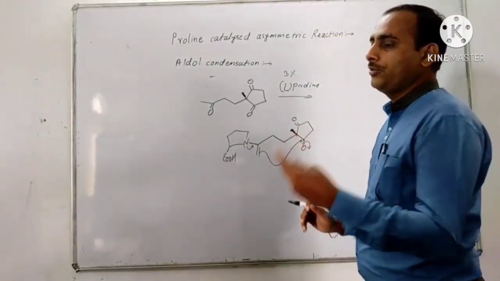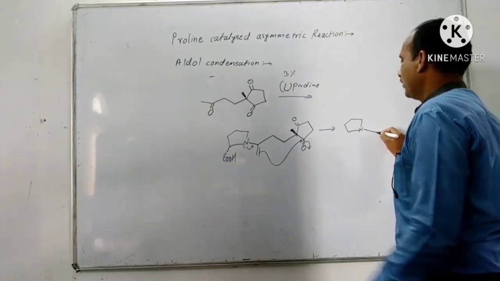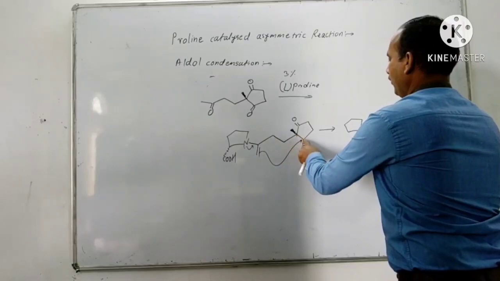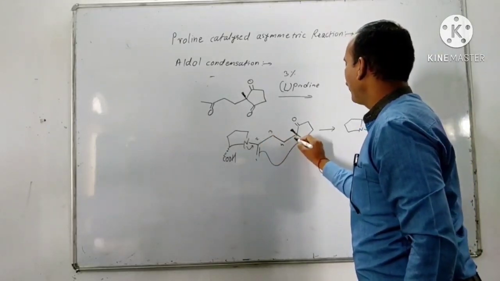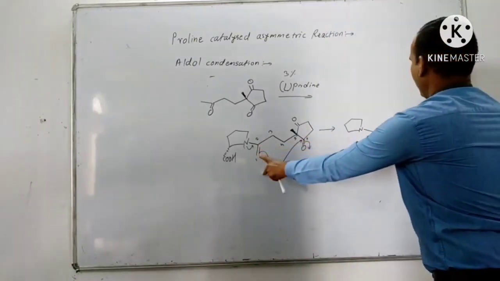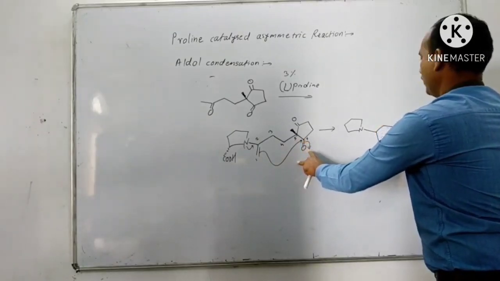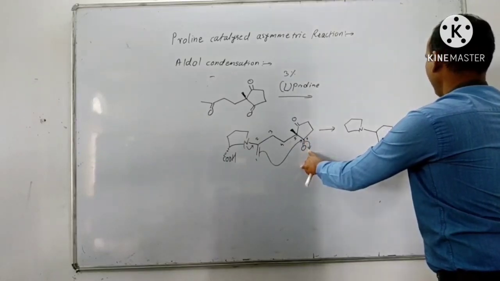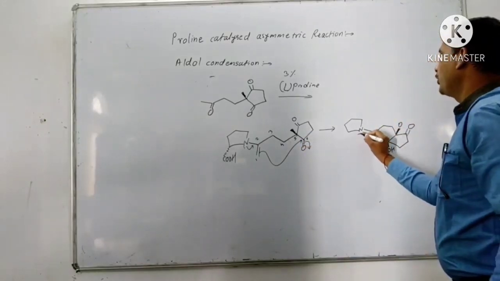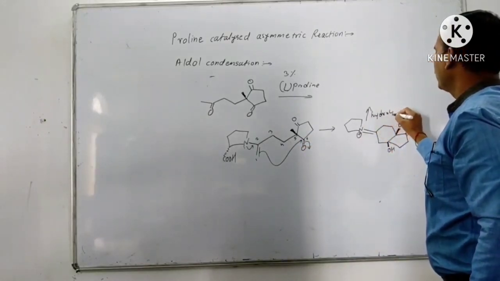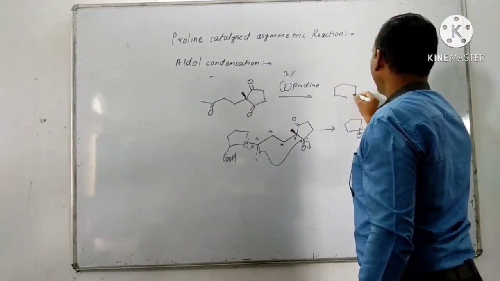So there is a formation of a 6-member ring. See here, 1, 2, 3, 4, 5 and 6 member ring, and to this 6-member ring, from this carbon attached to this carbon, there is formation of OH. And here is the 5-member ring, and there is a methyl group present above the plane, and there is a carbonyl, there is a double bond with positive charge, which on hydrolysis gives the bicyclic compound like this.